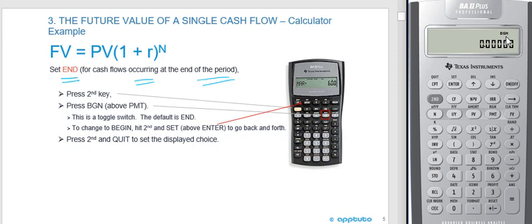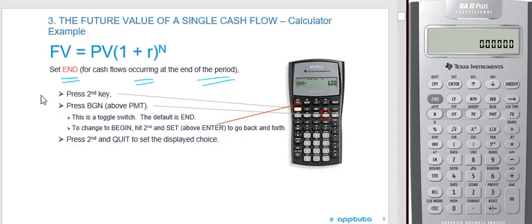Sometimes that's important for some annuities. They tell you the payments are at the beginning of the period. You need to be in the beginning mode. Then you go on to the next question. No, it doesn't. It's not in the beginning mode. You need to change it. So second, beginning, second, enter, hit clear. The begin is not there, so we're fine.